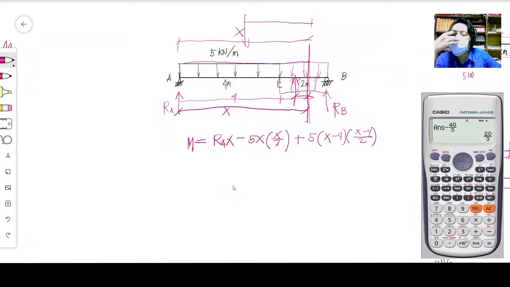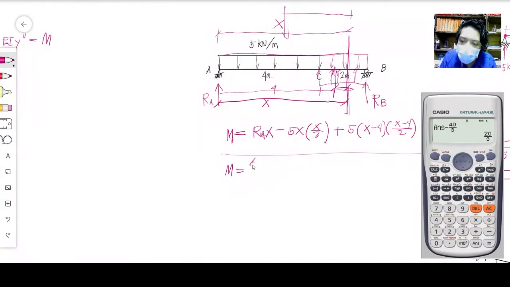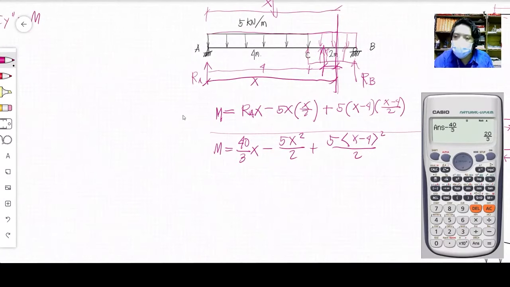Okay, but take note ha. Ini nga equation, this is technically the equation for segment CB. But since ang natong ginkukuha is the equation for the whole beam, instead nga parenthesis, ito atong gagamiton is the bracket. So this will become M is equal to RAX. What's the value of RA again? RA is 40 over 3X minus 5X squared over 2 plus, ayaw niyo i-evaluate. Please, ayaw i-multiply 5 times X. Magiging X minus 4 squared, take note, ayaw i-evaluate, over 2. Yan. So, that's your moment equation.